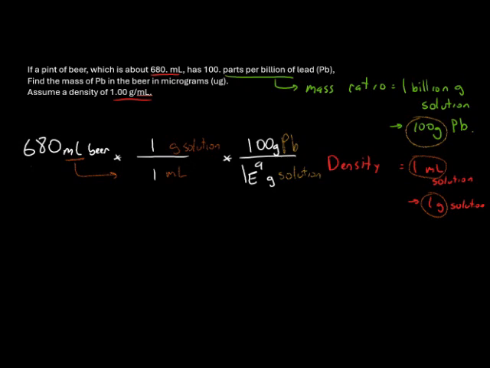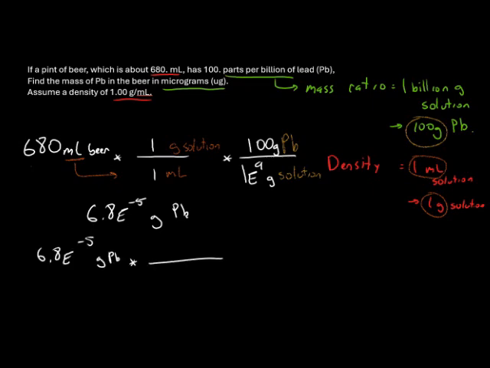We'll take 680 times 100, divide by 1 times 10 to the 9th. We'll get 6.8 times 10 to the negative 5th power grams of lead. Now that we know the mass of lead, our task is to get those grams into micrograms. So we'll need to do one more conversion.